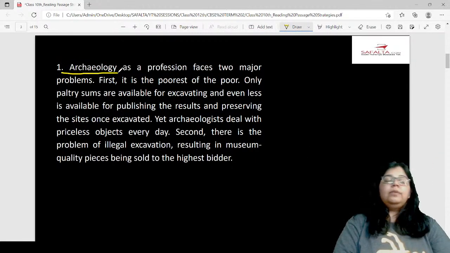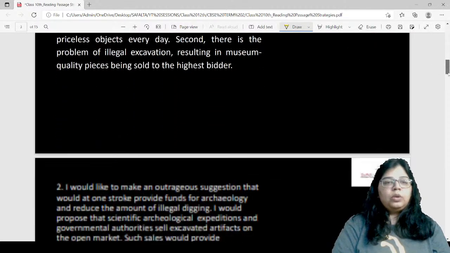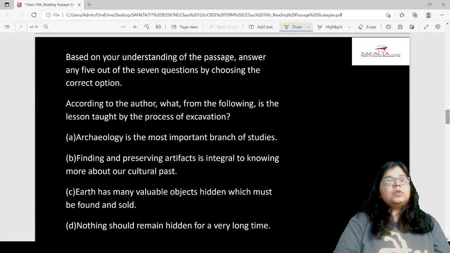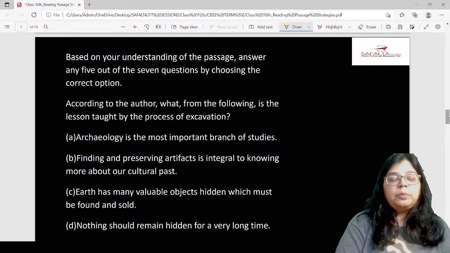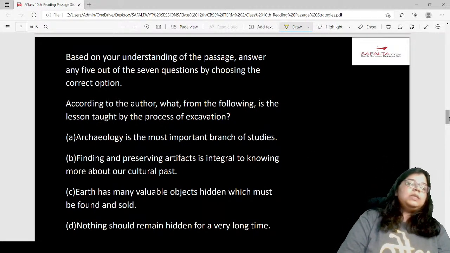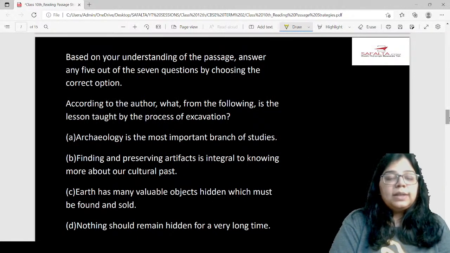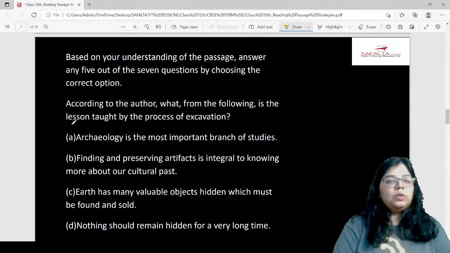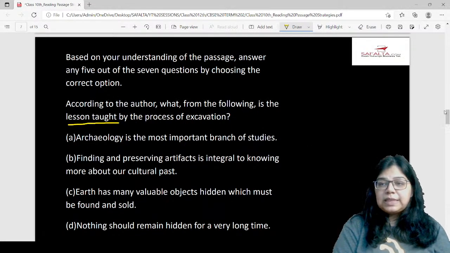I have not done anything, but I have just underlined the first word. I am not reading it at all. Now, when I go down and see the questions, the first question is, according to the author, what from the following is the lesson taught by the process of excavation? This seems to be a very weird question, and you may think that you will not get the answer from the first paragraph, right? So what are we going to do? We want to know the lesson that is taught by the process of excavation.